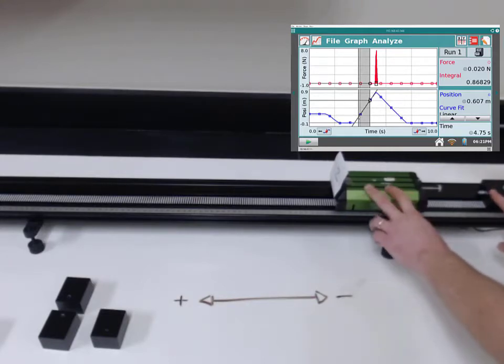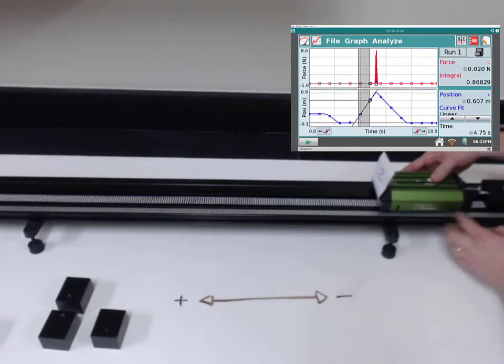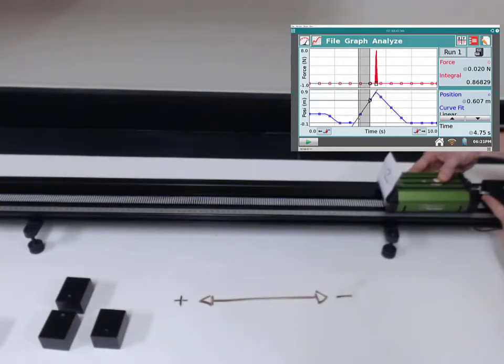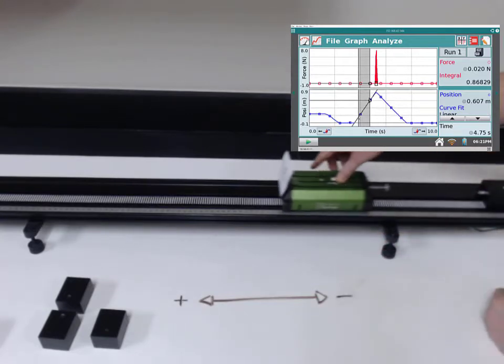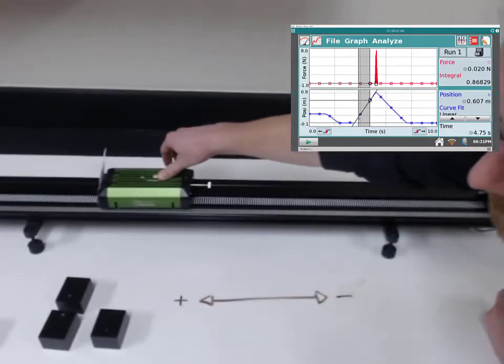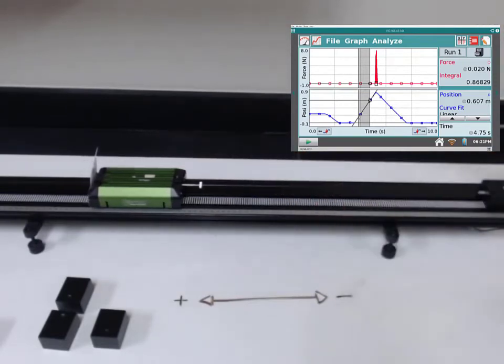This is where the force sensor is, right at the end of the track on the right side of the screen. And when it hits that force sensor, the spring is going to compress, and there's going to be a force pushing back on our cart in the positive direction that's going to send our cart back the other way. And it'll have then a positive velocity and a positive momentum.